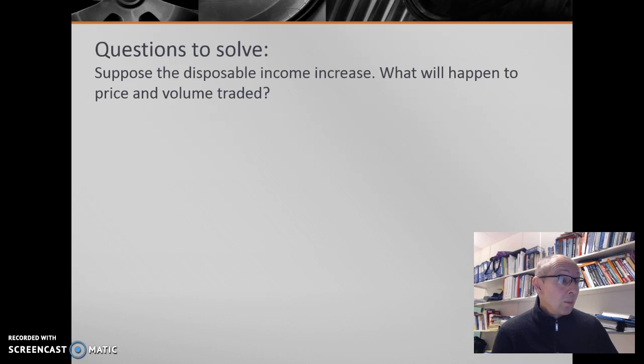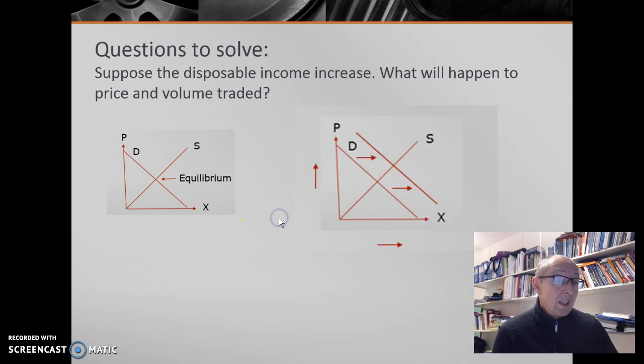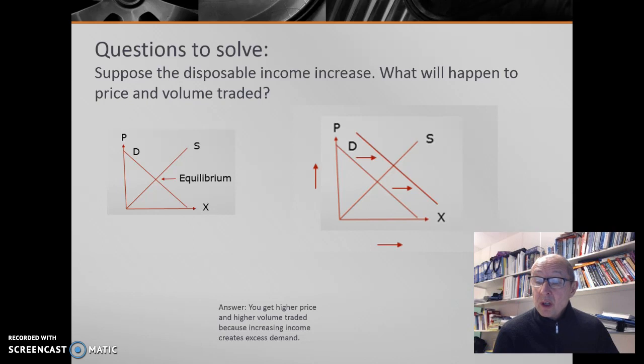Questions to solve. Suppose the disposable income increases. What will happen to price and volume traded? So we start with the equilibrium, and then we shift demand to the right. And we say that you get higher price and higher volume traded because increasing income creates excess demand. So we assume this will happen if this good is a normal good, not an inferior good.